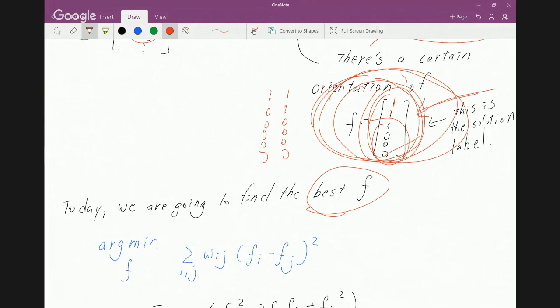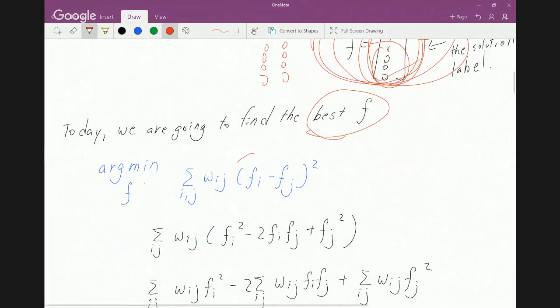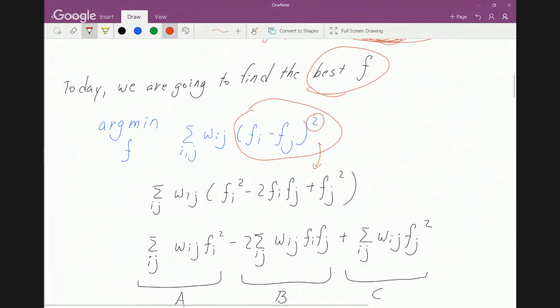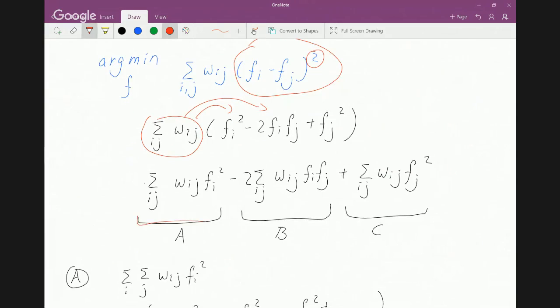To do this, we start with this. This is the objective function that we've been looking at. The first thing I do is take the square of this. I do that here. After that, I take this and multiply and distribute to all three of them. Once I've done that, we have three portions. I call them A, B, C.